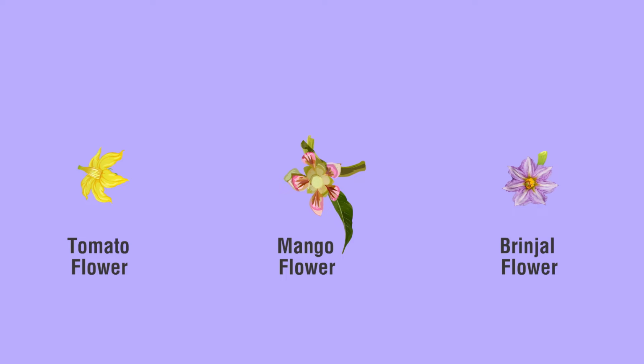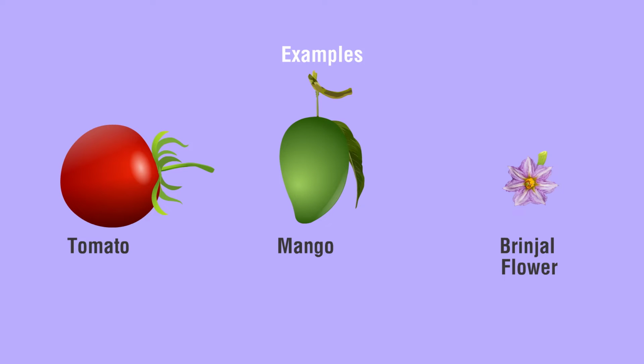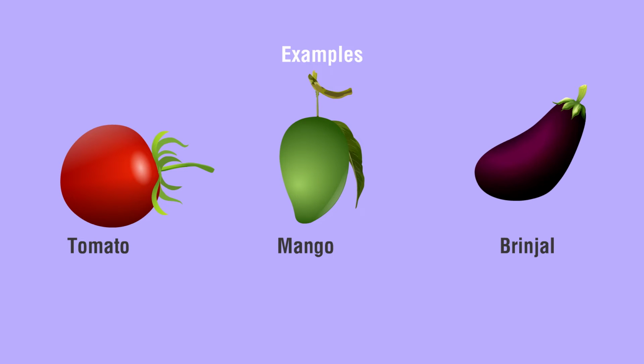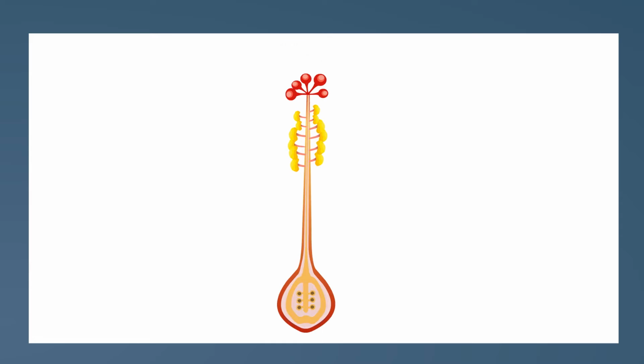In some bisexual flowers, after fertilization, the ovary develops to become fruit and the ovule develops to a seed. For example, in tomato, mango, brinjal. Male reproductive organs. Stamen. The male part of the flower is the stamen and is responsible for producing pollen.